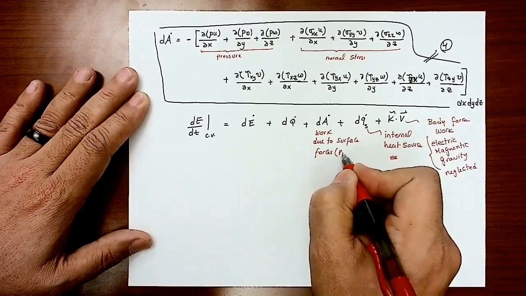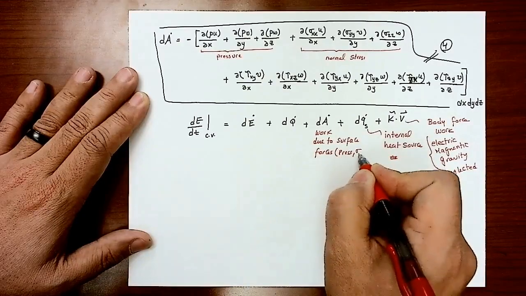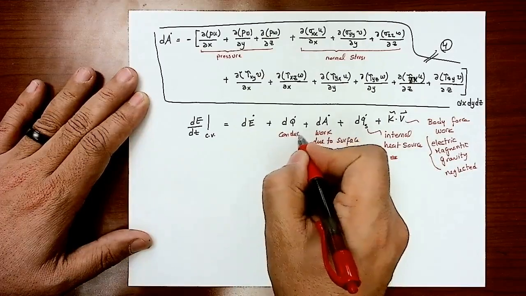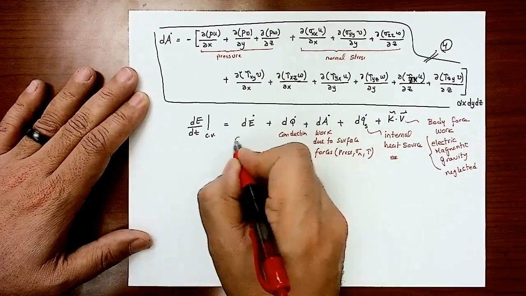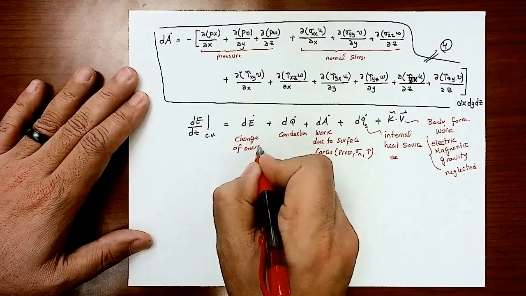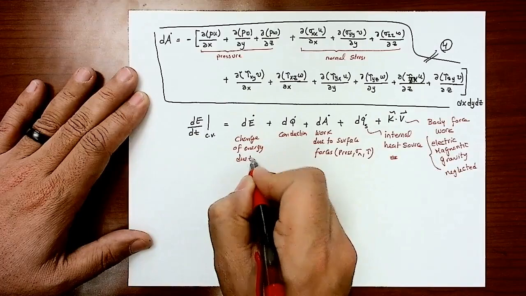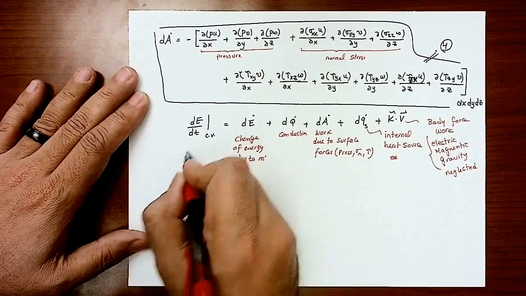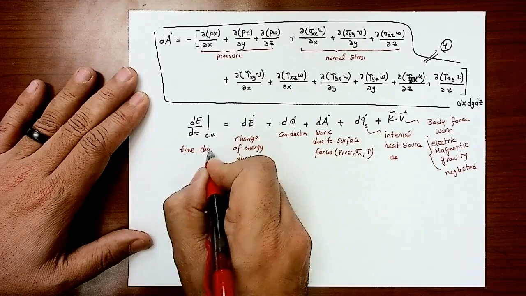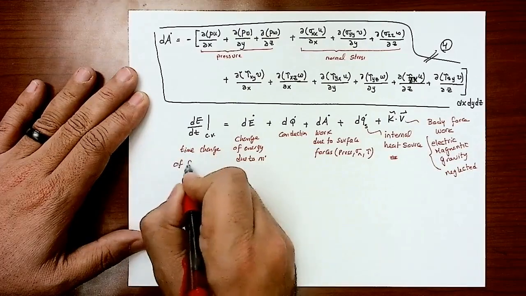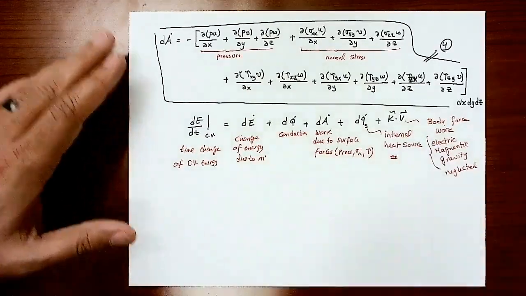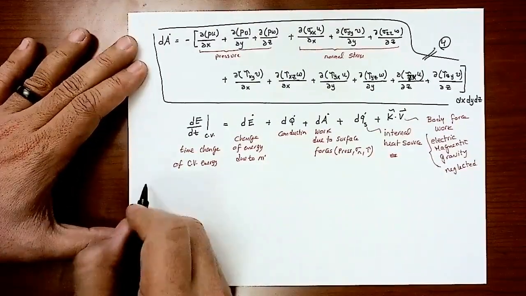We got pressure, normal stress, and shear stress. And this is the conduction heat transfer, and this is the change of energy due to mass transfer, and this is the time change of control volume energy. So if we collect the pieces, I should end up having the following equation here.